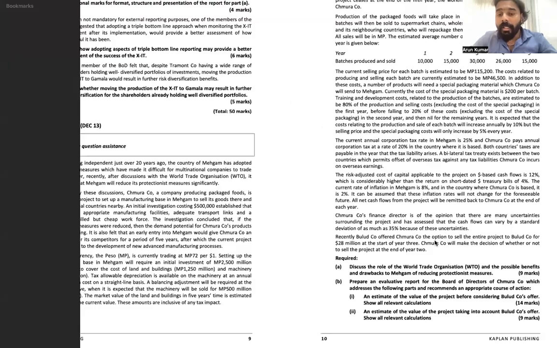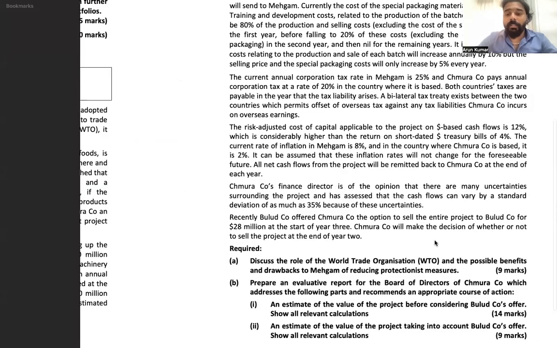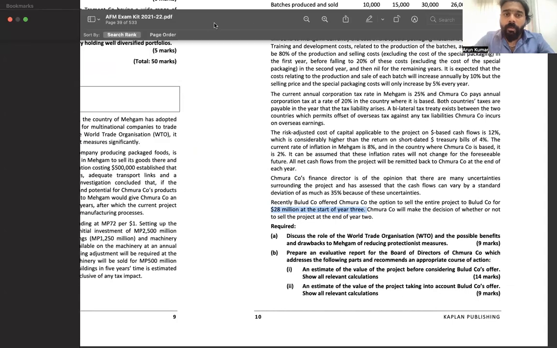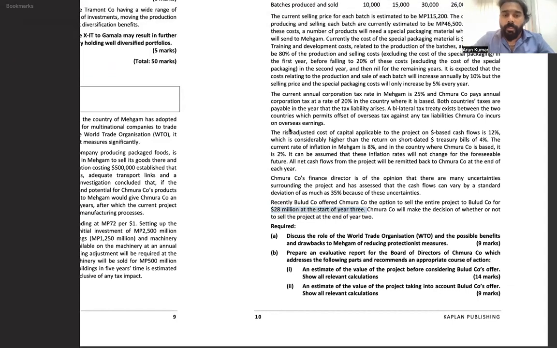But on the other hand, Bullen company is giving us an offer to sell the company, or the entire project, at the start of the third year. So there is an option to sell. That's where we have to use the application of our BSOP model. So literally here we have an option to sell, so we need to calculate the value of the put option.